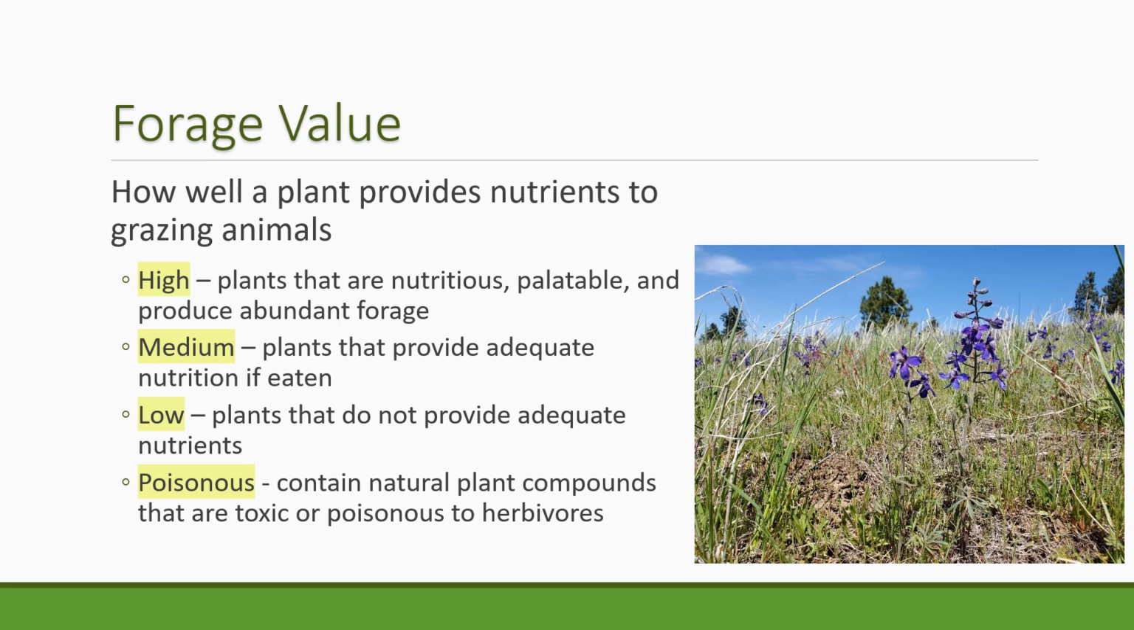Low plants are those that either are not very high in nutritive value, or they're just not very abundant. They don't have very large leaves, so they're not very able to support animals. They don't provide enough nutrients. Poisonous plants are a separate set of plants that contain natural compounds that are toxic or poisonous to herbivores. Sometimes they also have a lot of nutritive value, but because they have these other compounds, they are considered poisonous. So they're a special subset of forage value, poisonous plants.